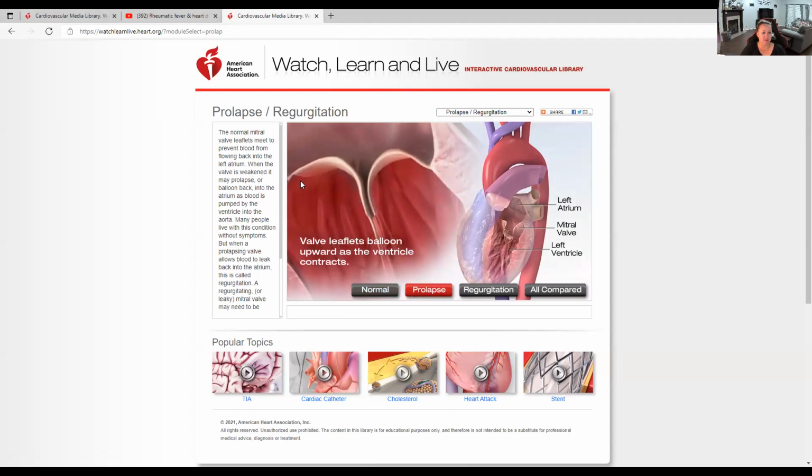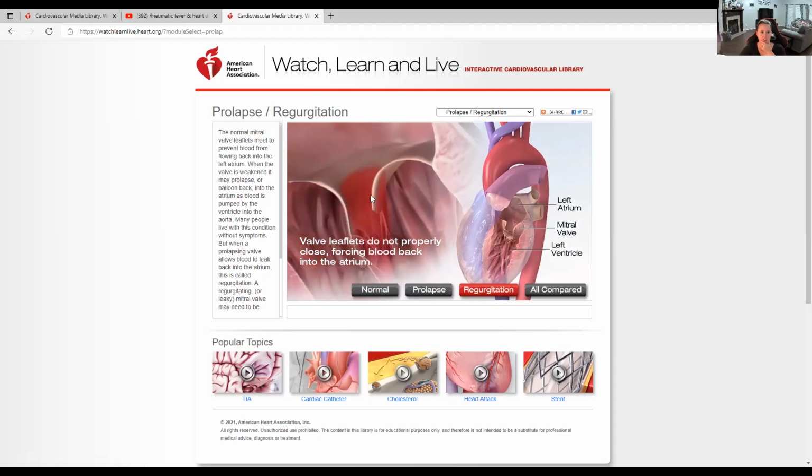And with prolapse, you see how they look like parachutes. They're forcing back up into that atrium as they close. They're bulging. And then we can have a complication along with that of regurgitation. See how as it's closing, some of that blood is backflowing into that atrium.